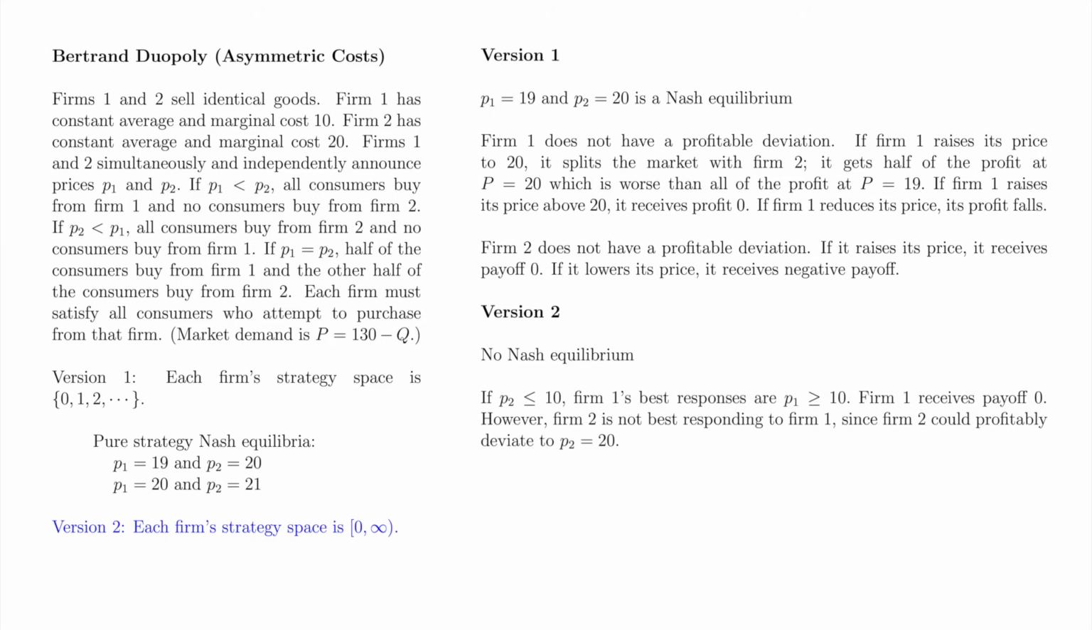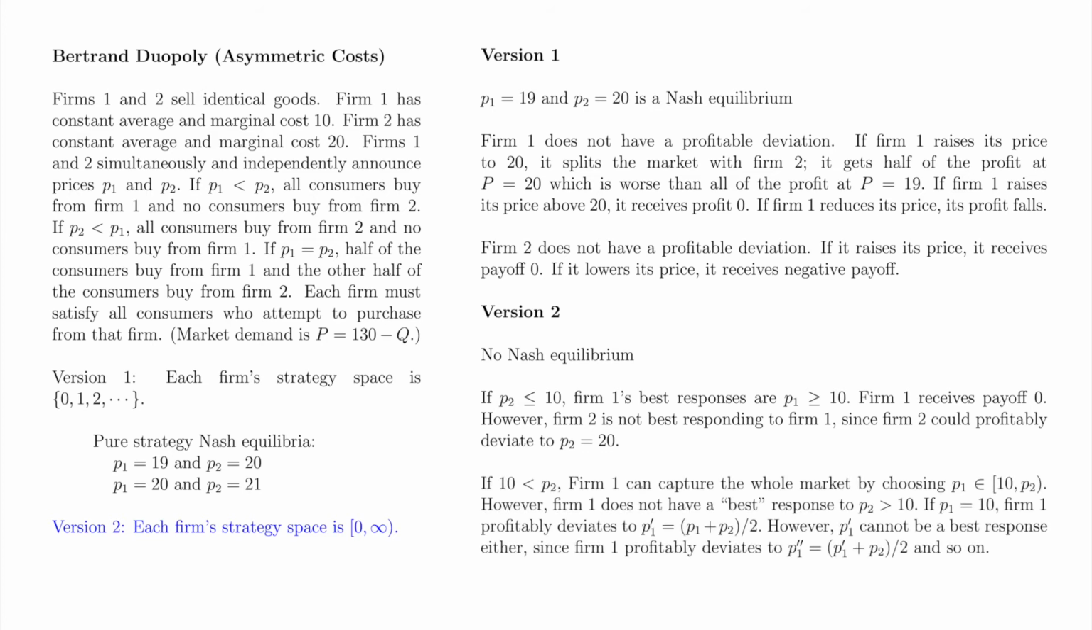First, we'll show that there isn't a Nash equilibrium in which P2 is less than or equal to 10. If firm 2 chooses P2 less than or equal to 10, firm 1 best responds to firm 2 by choosing a P1 greater than or equal to 10. Firm 2, however, is not best responding to firm 1. It is now earning negative profit, but could earn 0 profit by deviating to P2 equals 20. So, if there is a Nash equilibrium in version 2, P2 must be greater than 10.